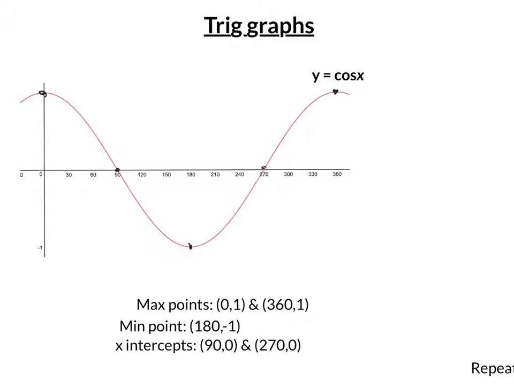and it has x-intercepts at 90 degrees and at 270 degrees. Now, this cos curve goes on for infinity, and it repeats this sort of C shape here every 360. So it will keep on going to the right and keep on going to the left, always going between 1 on the y-axis down to -1 on the y-axis.